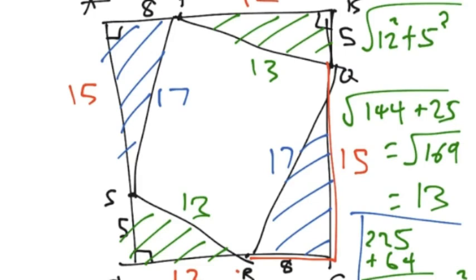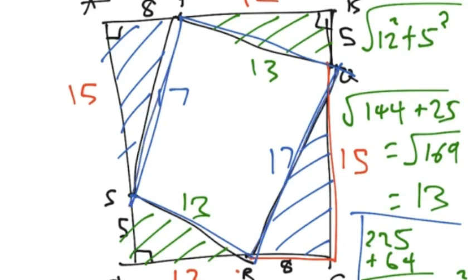And if you look, the opposite sides are both the same length. And these two lines both have the same slope, and these two lines both have the same slope, which means that this is a parallelogram.